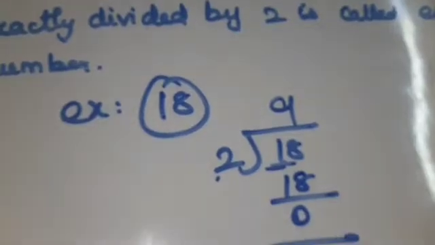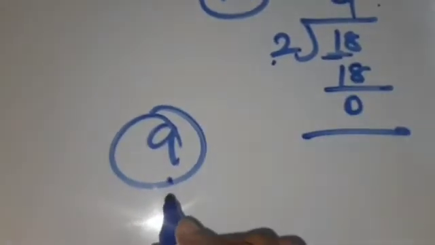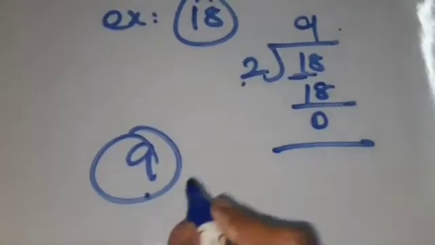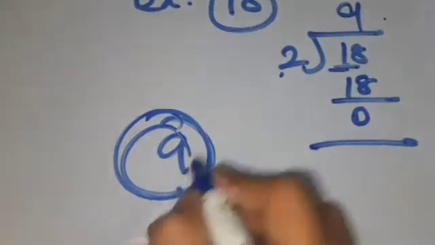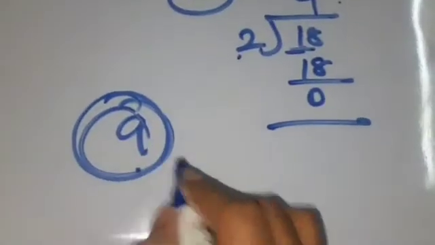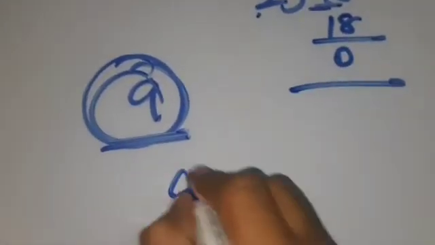Then what is an odd number? For example, we'll take the number 9. An odd number is a number which cannot be divided into 2 equal groups. Can we divide this into 2 equal groups? No, right? So, the numbers that cannot be divided exactly into 2 equal groups are called odd numbers.